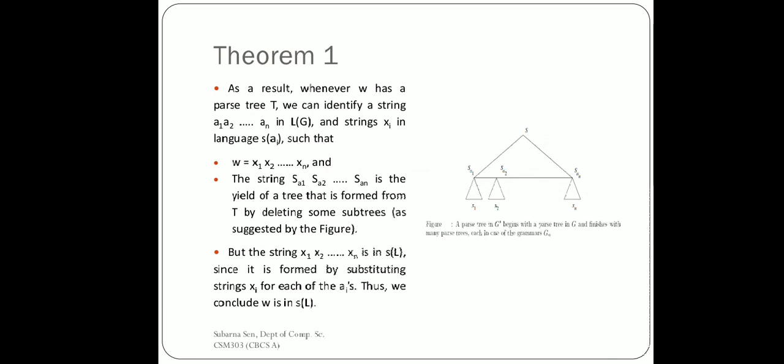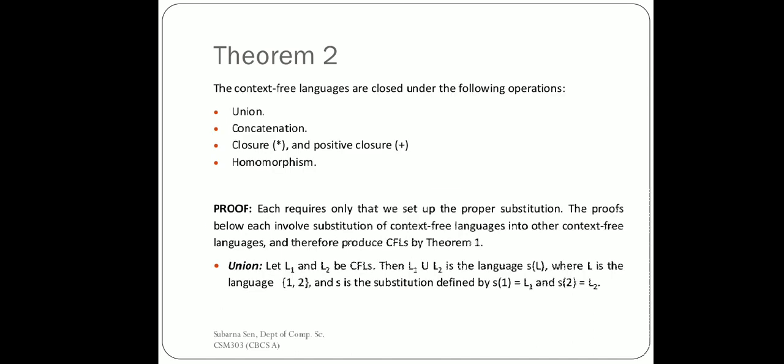So we have come to the result by substituting A1 with x1, SA1 with x1, SA2 with x2, and we have generated the tree with no problem, right? So we can say that W is in S(L), because W is the string x1, x2, up to xn, and we have got this string from substitution only. So we can conclude this belongs to S(L), right? Now I'm not going to discuss all this again. So we have proved that the context-free languages are closed under substitution.